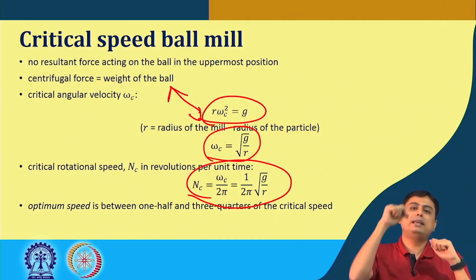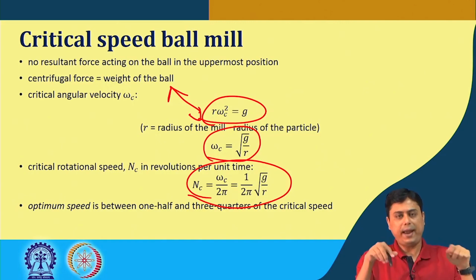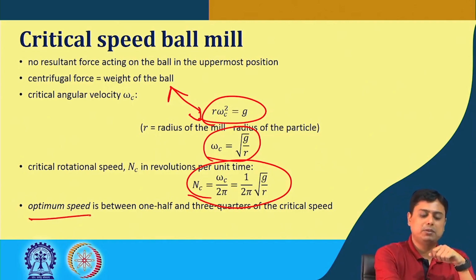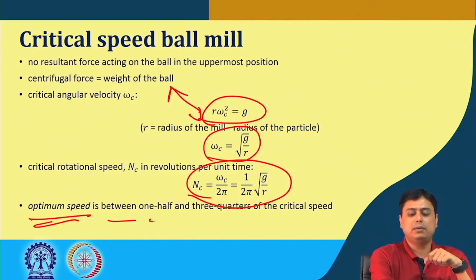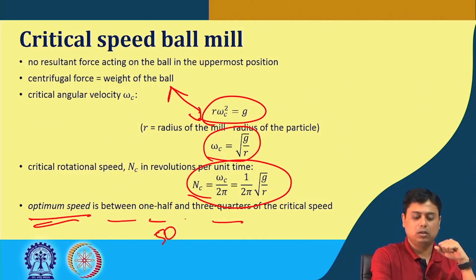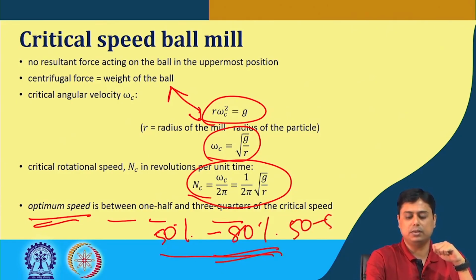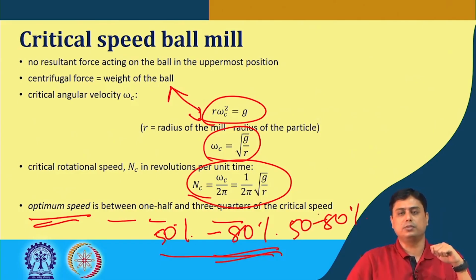The optimum has to be lesser than that, so that it can drop from that uppermost position. And in practice, it has been seen that this optimum speed is something between 50% to 75% of the critical speed. In some textbooks, they also proposed from 50 to 80%. So in general, we can have a range of 50 to 80% of this critical speed.